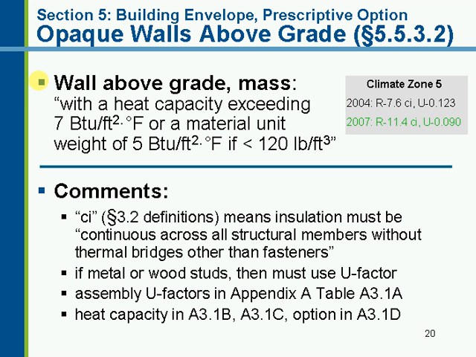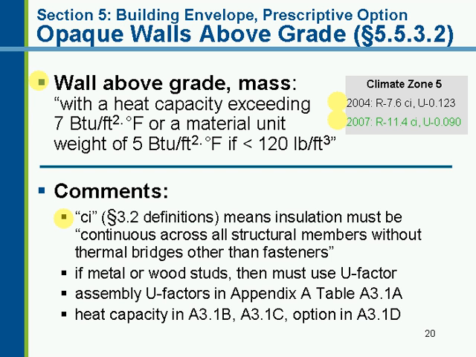Face brick will not comply with this. So if you've got a wood frame or a metal stud wall that's got some face brick, it's not usually going to take you into this above grade wall into this mass category. The criteria for 2004 is bumped up to R11.4 continuous insulation. Previously it was R7.6. And continuous insulation means it's continuous across all the structural members without thermal bridges other than fasteners. And that's the definition, section 3.2.